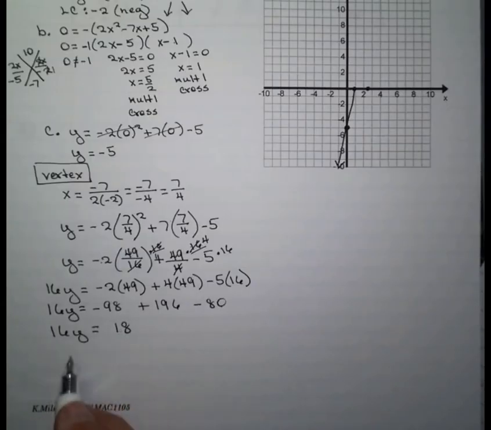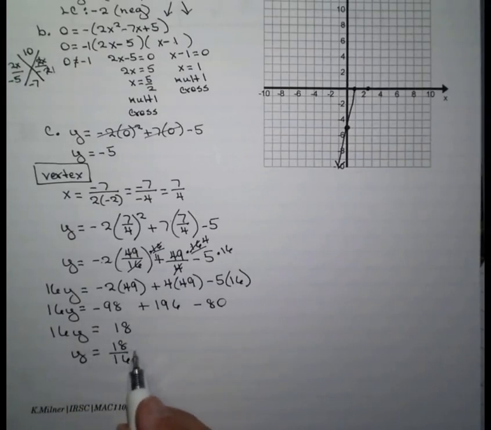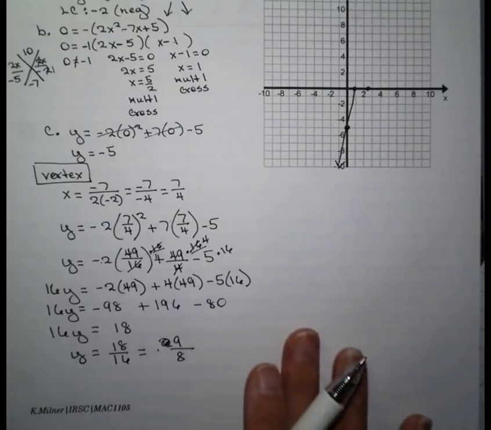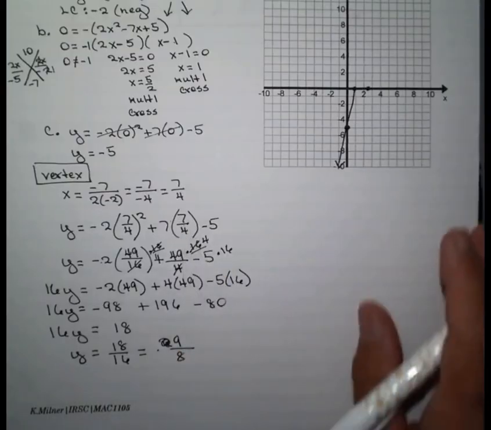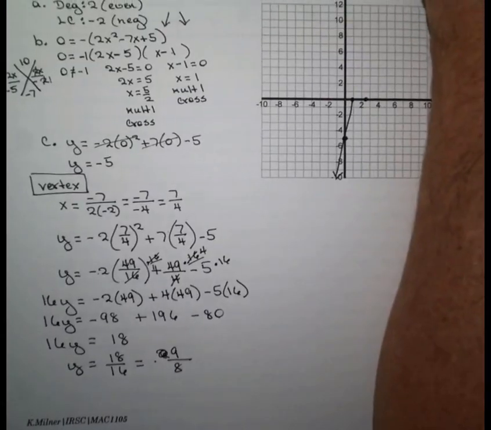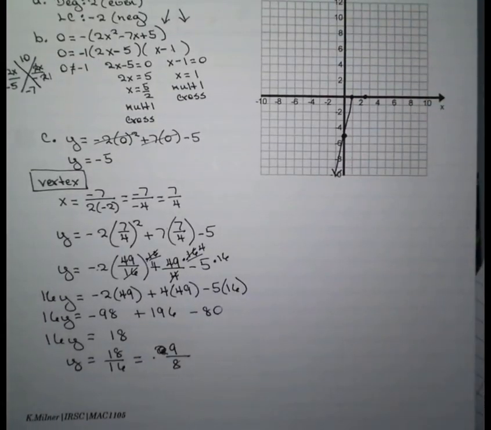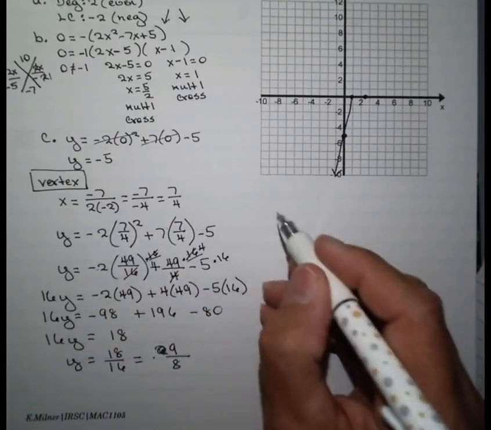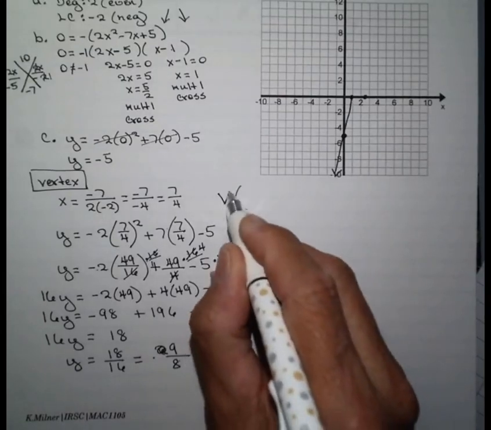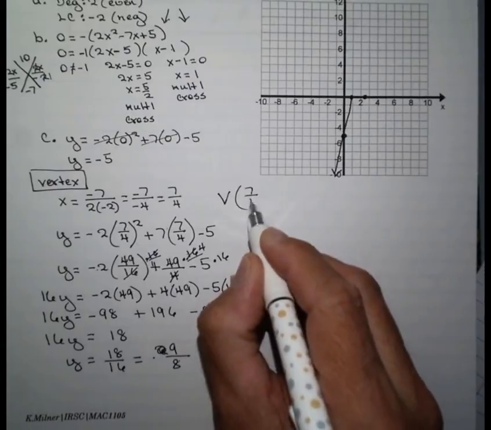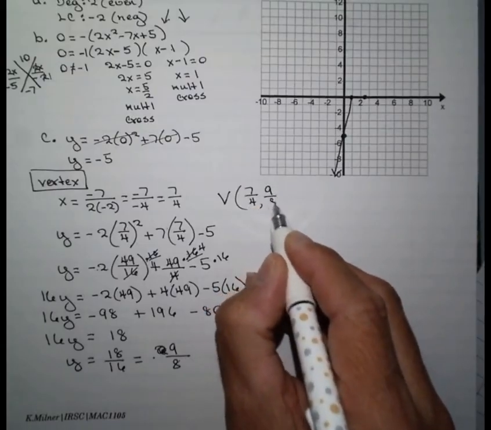So what do I have now? Well, now I still have to divide. y is going to be 18 divided by 16, which I can reduce. I'll divide both of those by 2, and I get 9 over 8. And so that's what y is going to equal. So if x is 7/4, y is 9/8. Now, I've chosen to do it as fractions. You can use your calculator and do it as decimals, but sometimes this is good math to have in your back pocket. So what is my vertex? Well, it's going to be 7/4, 9/8.